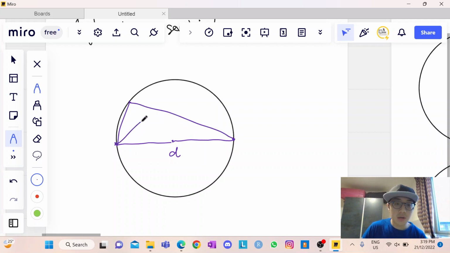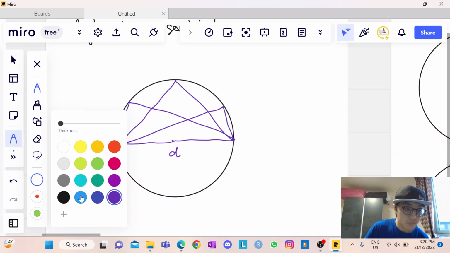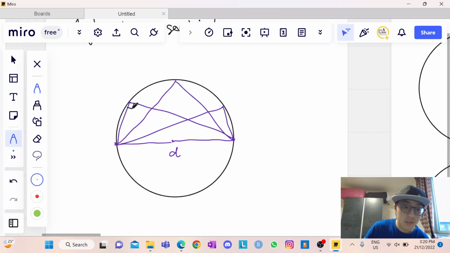Let's say you have this, you have this, and you have something like this. So if you have a triangle in a semicircle where the base of the triangle is the diameter touching the circumference at both ends of the semicircle, then this angle right here is 90 degrees. This is the one and only rule for angles in a semicircle that you will actually need to know.